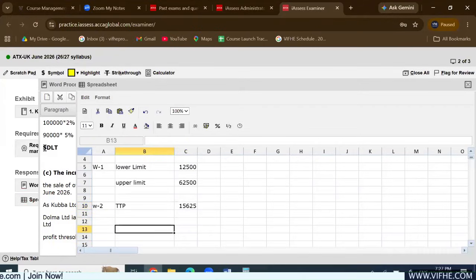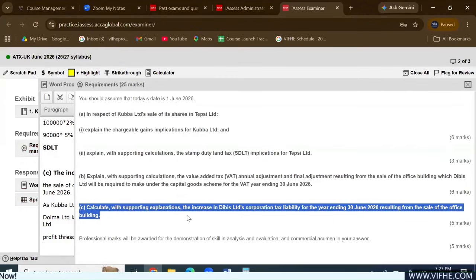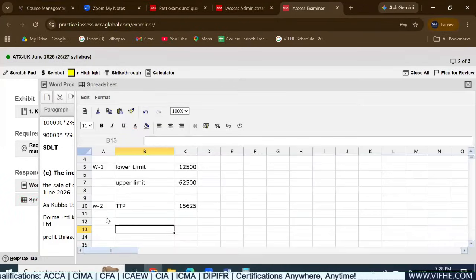But see what exactly the requirement of the question is, that we need to calculate the additional corporation tax liability. I mean, we need to figure out the increase in the company's corporation tax liability, because if the company wouldn't have sold the asset, it is just the trading profit on which they had to pay the taxes. But now their taxable total profit has been changed. So I'm just going to do the calculation once again.